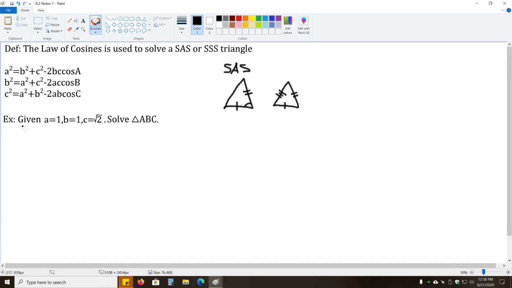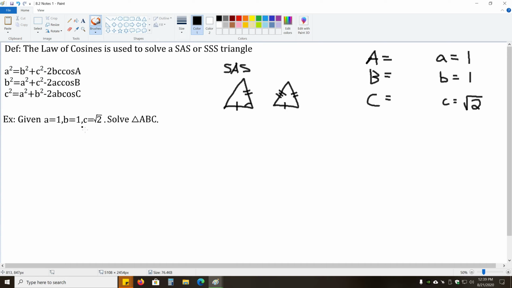Okay, so with that, we're going to be given that side A is equal to 1, side B is equal to 1, and side C is equal to the square root of 2, and we're solving triangle ABC. So off to the side, we'll go ahead and make our list of all of our angles, as well as all of our sides. You can probably already guess the solution to this if you know about special triangles, if you have them memorized. But we're going to be using the law of cosines to solve this.